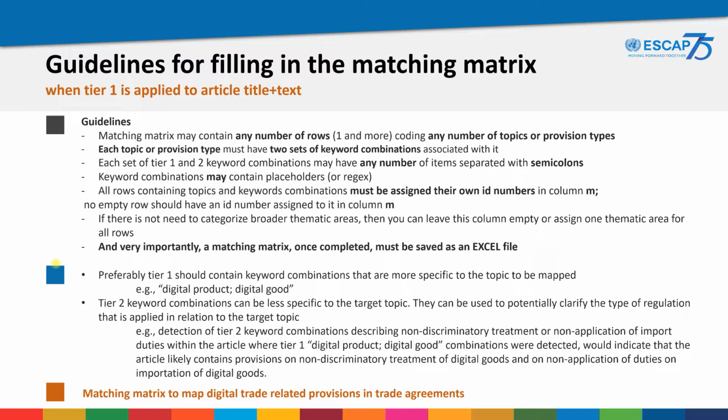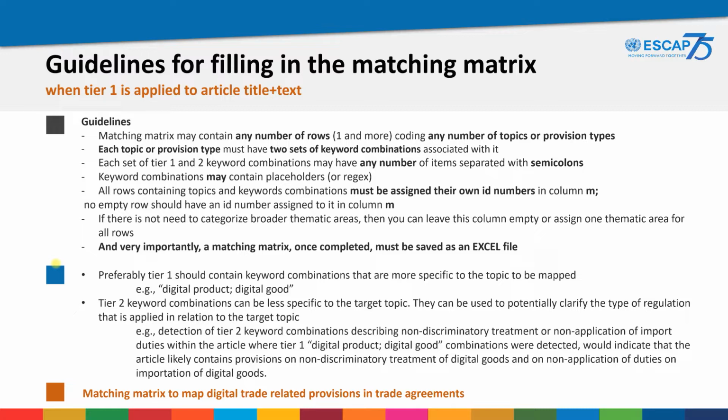There are some additional guidelines that you should consider when devising your matching matrix for this type of mapping. Preferably, Tier 1 should contain keyword combinations that are more specific to the topic to be mapped. For example, if we want to map provisions targeting trade in digital goods, we probably would code a Tier 1 set containing such keyword combinations as digital product or digital good.